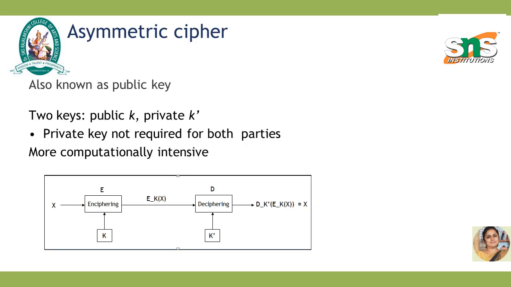Asymmetric cipher is also known as public key cryptography. Two keys are needed, a public key and a private key. The private key is not required to be shared by both parties. It is more computationally intensive. In this diagram we can see how the public key is being used.